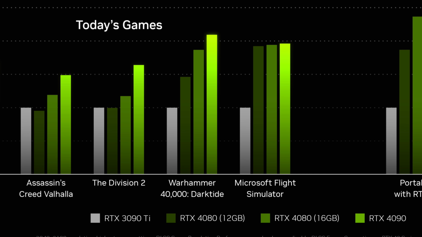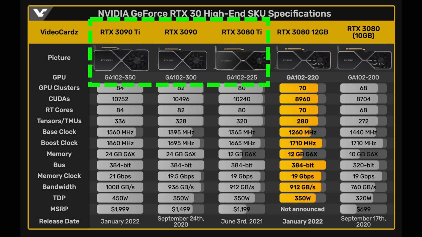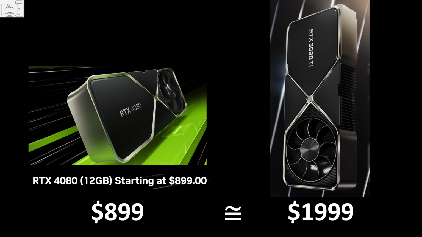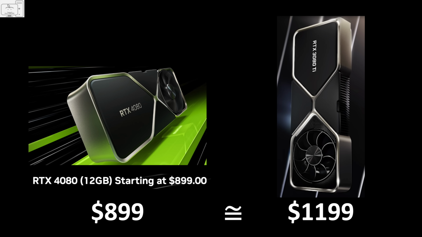number. Well, no. Looking at the specs of the 3090 Ti, the 3090, and the 3080 Ti, they all use the same GA102 die. The 3090 Ti has 84 SMs, the 3090 has 82, and the 3080 Ti has 80 SMs. They only differ by a total of 4 SMs, or just 5%. So if you say it's like a 3090 Ti, then it's also like a 3080 Ti, as we'll see later. It's just more impressive to say the $899 4080 12GB is like a $2,000 3090 Ti, rather than the $899 4080 12GB is like an $1,199 3080 Ti.